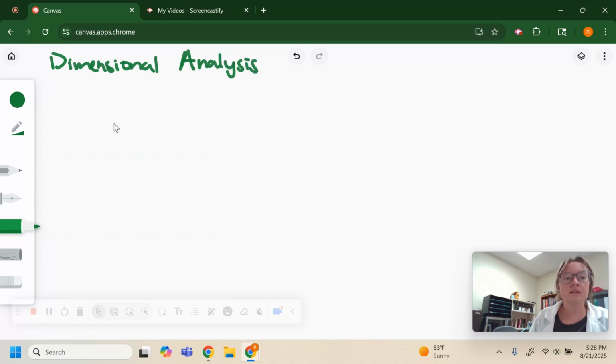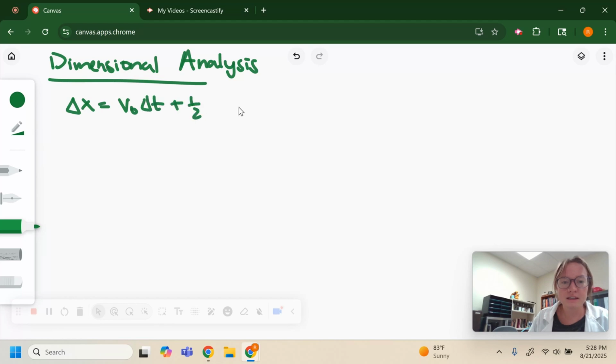Here's what dimensional analysis is. Dimensional analysis is a way to check if a physics equation is viable. In other words, could this physics equation be a real physics equation in real life? Let's say that you thought you knew an equation. Let's say that you thought you knew the equation delta x is equal to v naught delta t plus 1/2 a delta t squared.